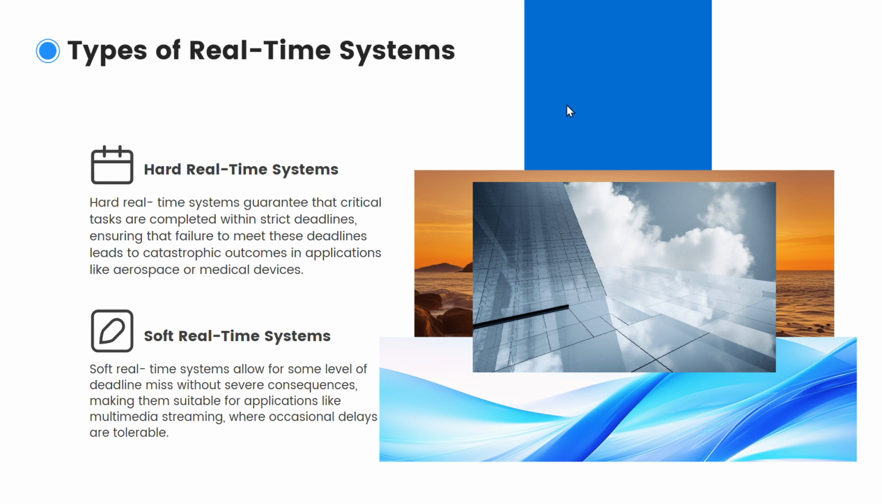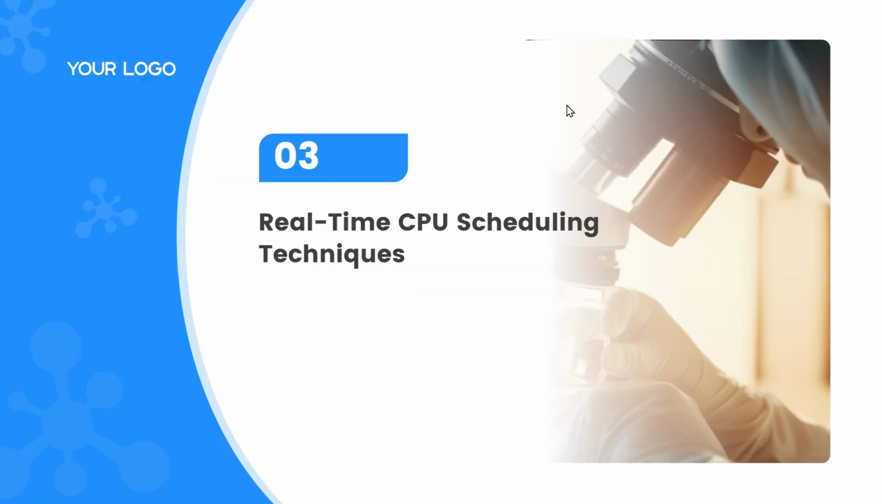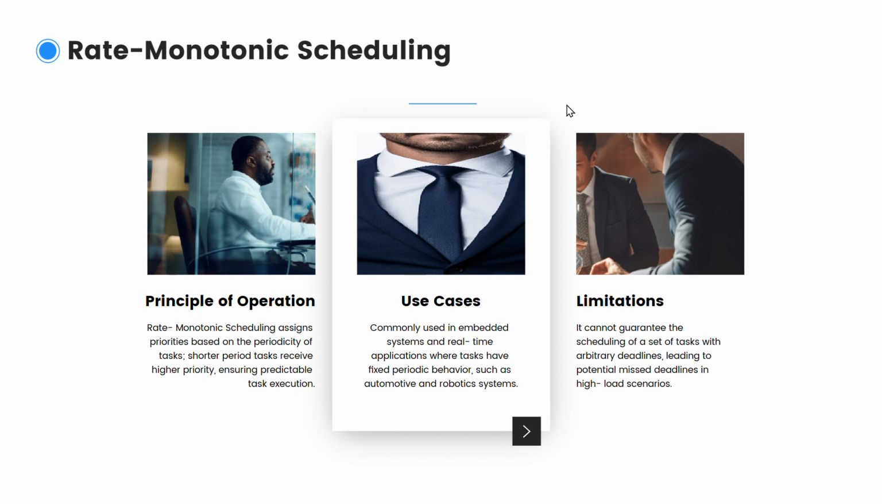And the third one is firm real-time OS. The definition of firm real-time OS is: deadlines are important, but missing them does not cause total failure. The task usefulness drops significantly if delayed, but the system remains functional. Now, real-time CPU scheduling techniques. We are going to see about the techniques.